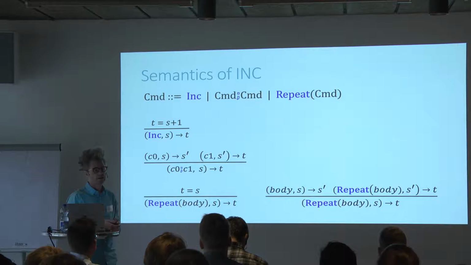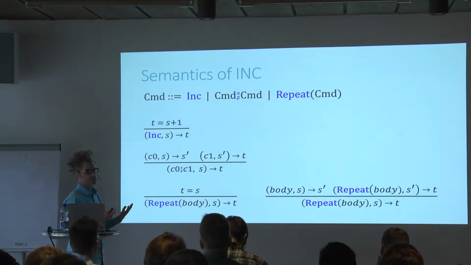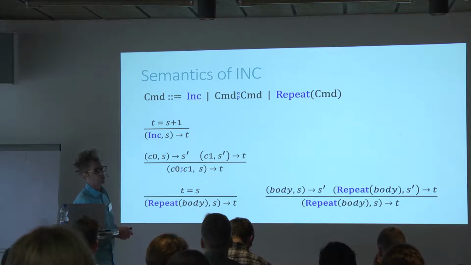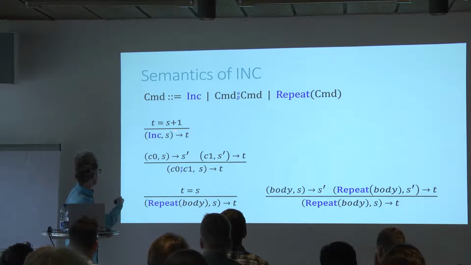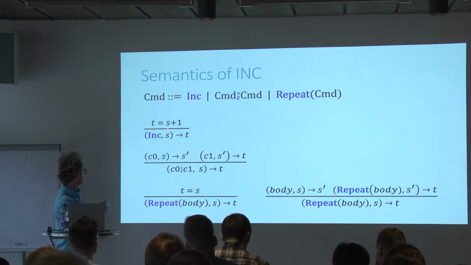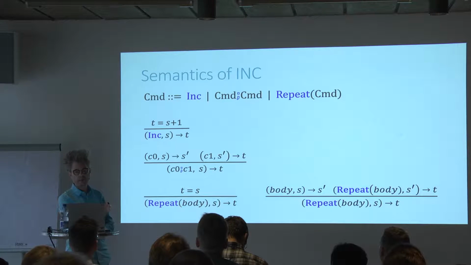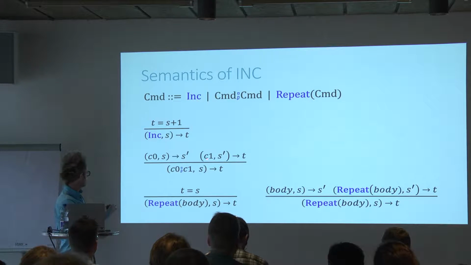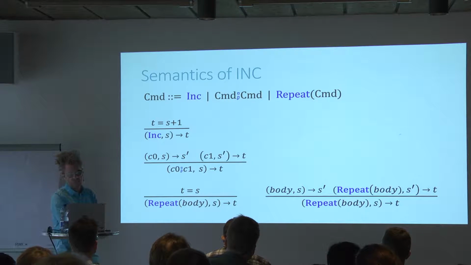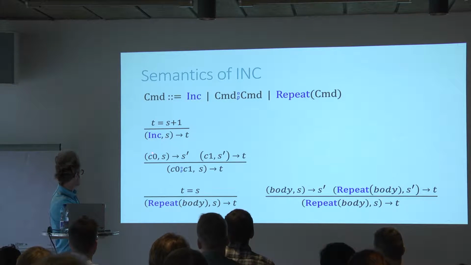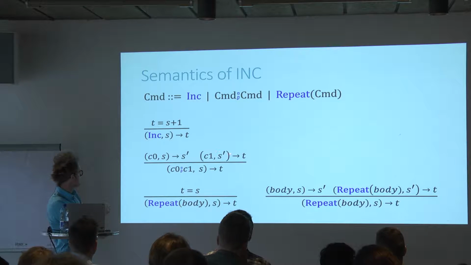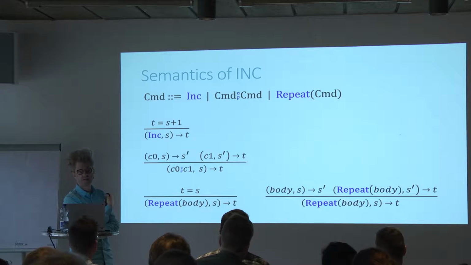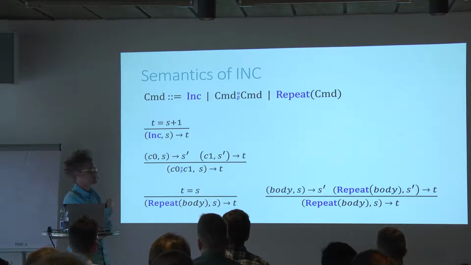Well, if you're writing a POPL paper especially, or convincing a colleague, you probably are going to write down inference rules like these. So we have one inference rule for inc, which says that inc goes from S to T if you know that T is 1 more than S. Sequential composition says that it takes you from S to T if you have an S prime such that C0 goes from S to S prime and C1 goes from S prime to T. No surprise, you have probably all read many rules like this.